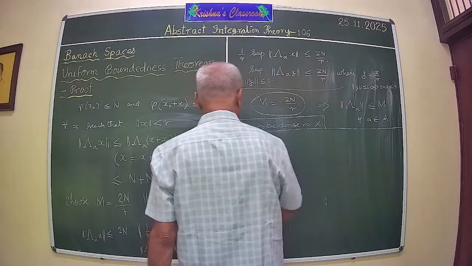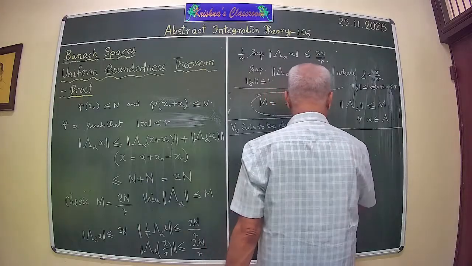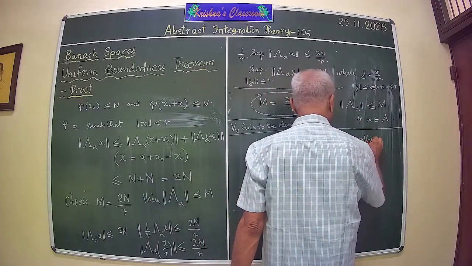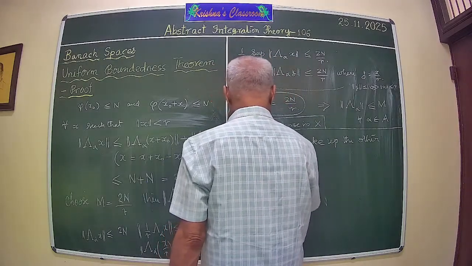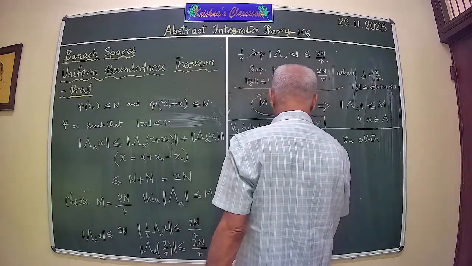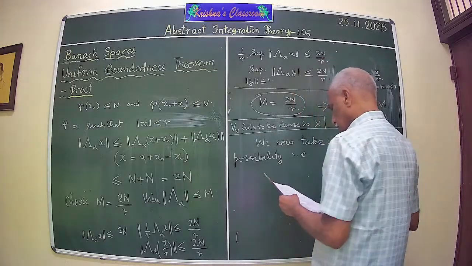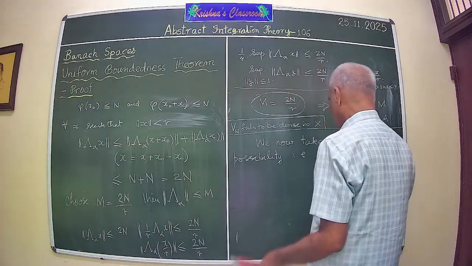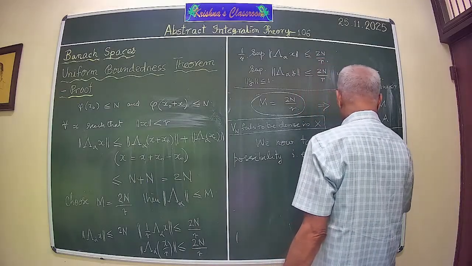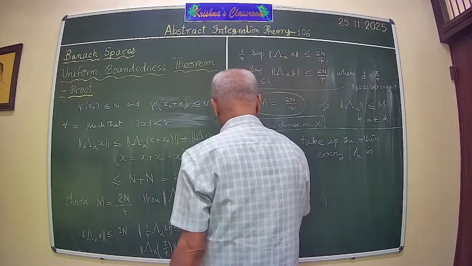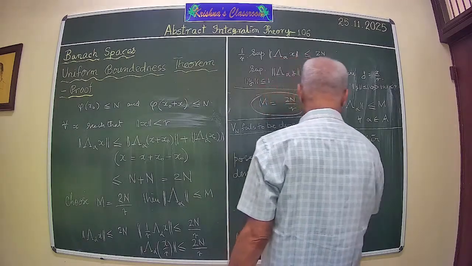So we consider now the possibility that there exists no n, every Vn is dense in X. This is the assumption.